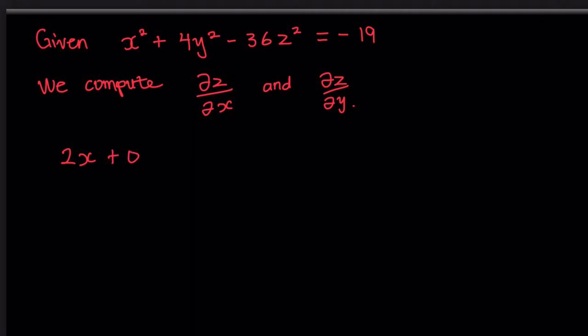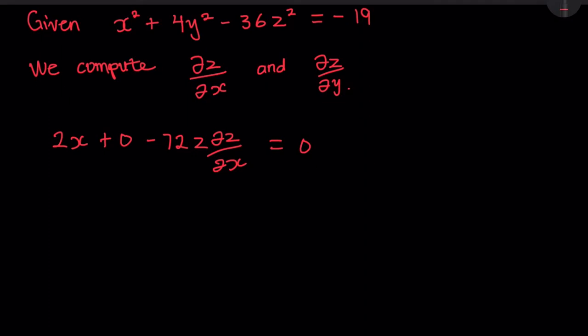Then we now differentiate minus 36 z squared with respect to x using implicit differentiation. So that's going to give us minus 72 z del z del x. Then it's equal to, when you differentiate 19, since it's a constant, we are going to have 0. So we are going to have minus 72z del z del x is equal to minus 2x.